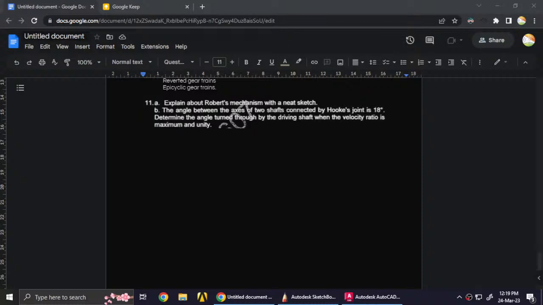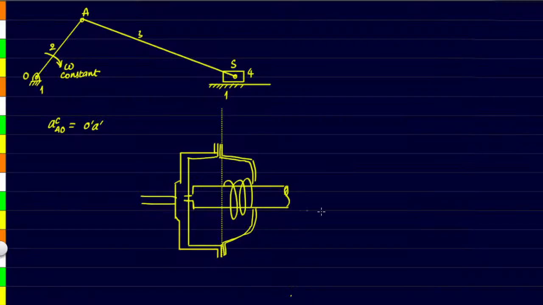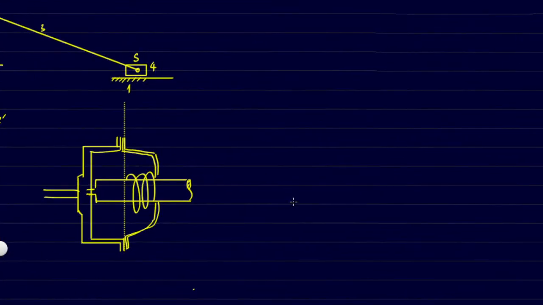So here we have the next question. This is a long answer question with 2 bits. The first bit asks us to explain Robert's mechanism with a neat sketch. Robert's mechanism is a very simple mechanism. There are 2 points over here, and straight line motion is executed by the mechanism between these 2 points.